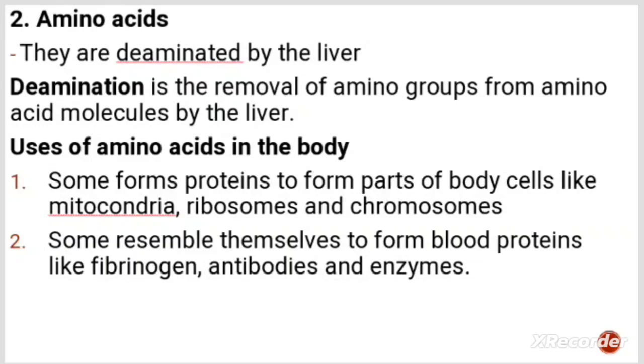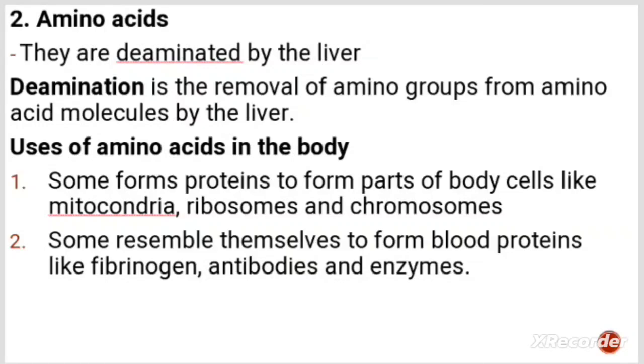Now we have uses of amino acids in the body. So some form proteins. Some form proteins to form parts of body cells like mitochondria, ribosomes and chromosomes. So we find that the main job of amino acids is to become proteins. Those proteins work to form body cells, like the mitochondria and chromosomes which we find in DNA, things like those.